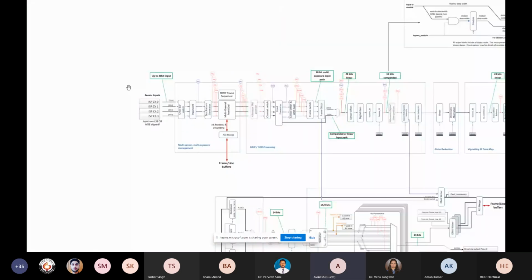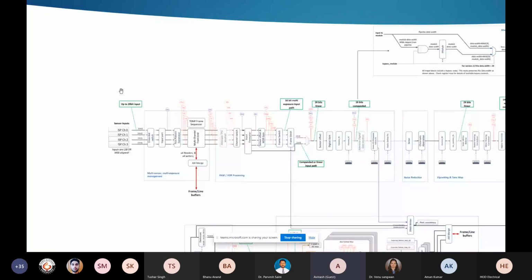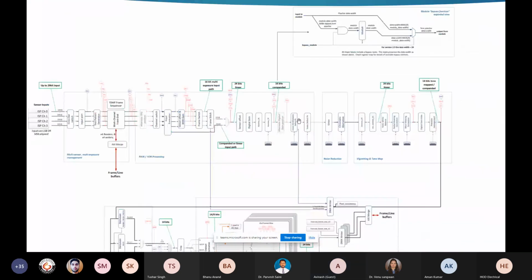We start with 16 up to 20 bit, 4 channel data. We can get frame stitching, and after decompanding, we generally have up to 24 bits of data. Here, before digital gain, it was 24-bit linear data. And after companding, it's reduced to 16-bit, which is passed through this Sinter algorithm, which is a denoising algorithm. And you have vignetting, tone map with global tone mapper and local tone mapper here. And at the end, you have 14-bit data.